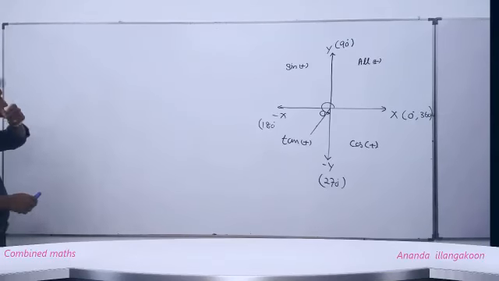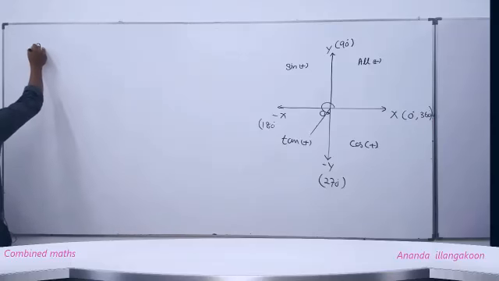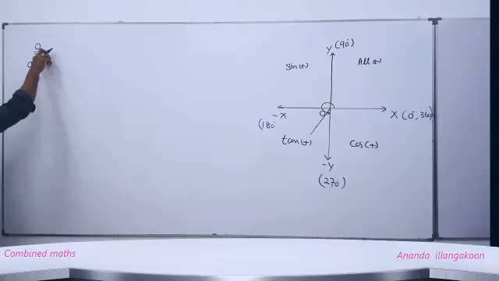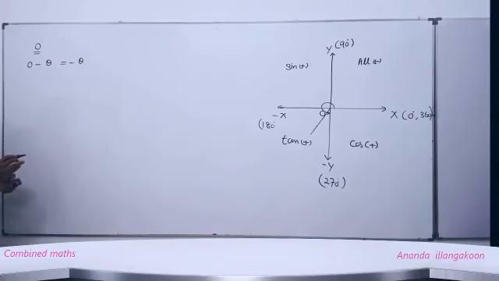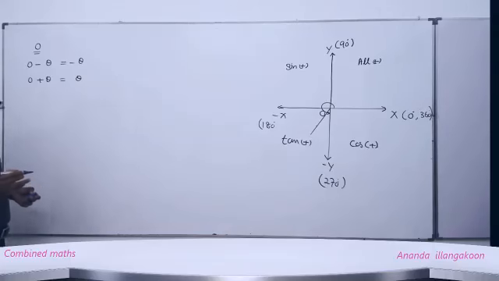Now, first angle, if I take 0, what are the possible angles? 0 minus theta. Subtracting theta, we get one angle. 0 minus theta is minus theta. And 0 plus theta, the next one, is theta.